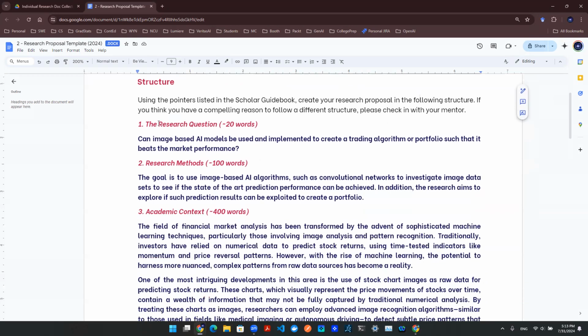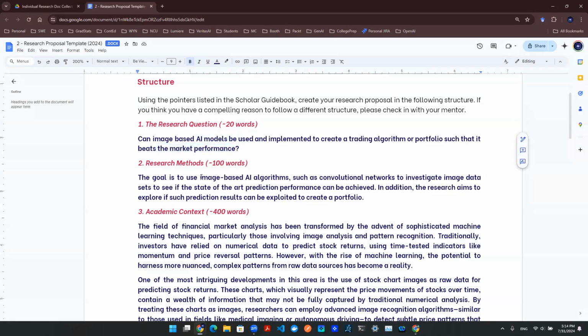First things first is the research question. It does not have to be long. We're talking about 20 words on average. It needs to imply the data set, the AI model, and specifically, what is the goal? For example, can image-based AI models be used and implemented to create a trading algorithm or portfolio such that it beats the market performance? This is a fair question because it implies image data, implies some sort of AI model, and then there's a goal. Done. That would be a very clear question.